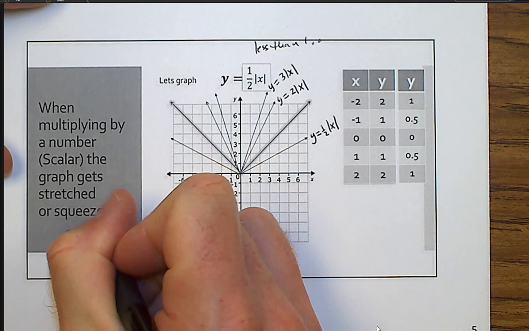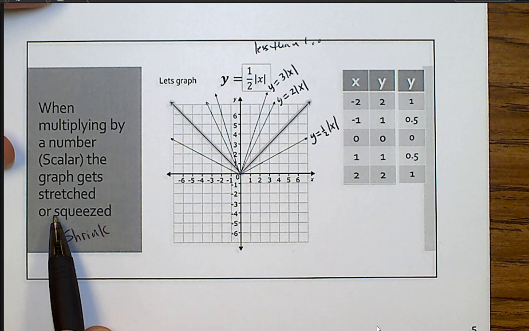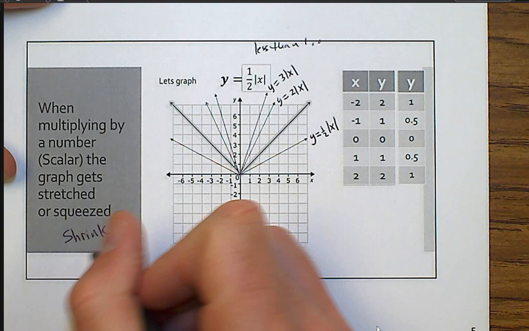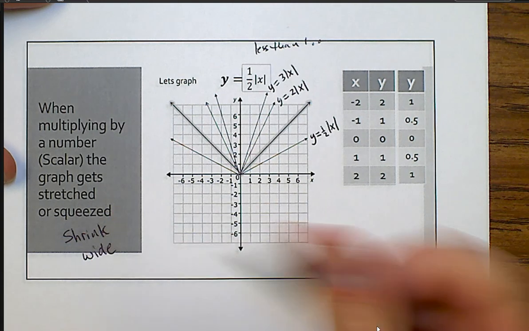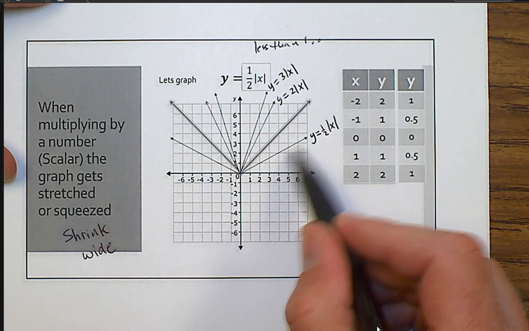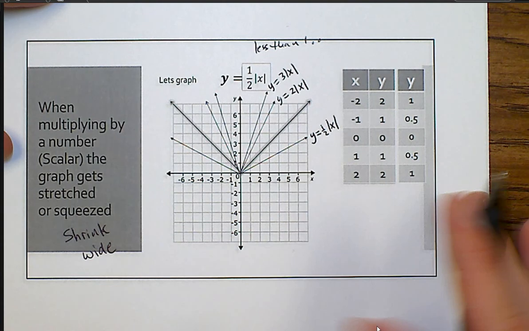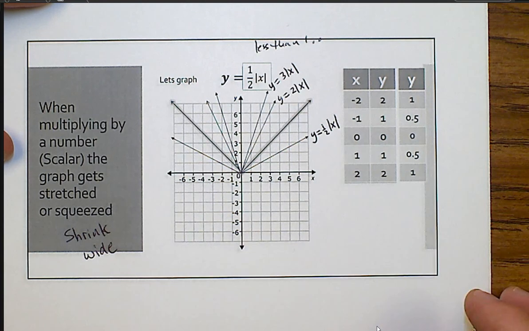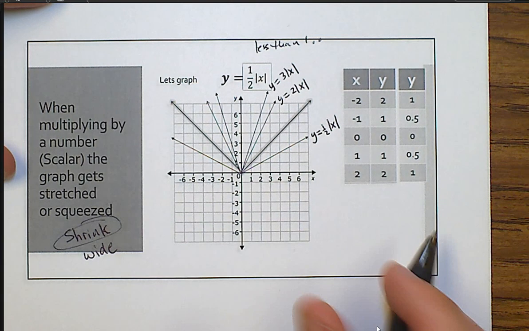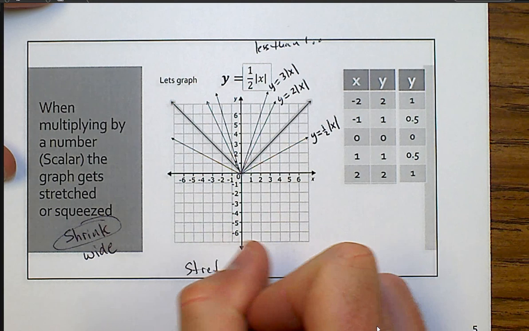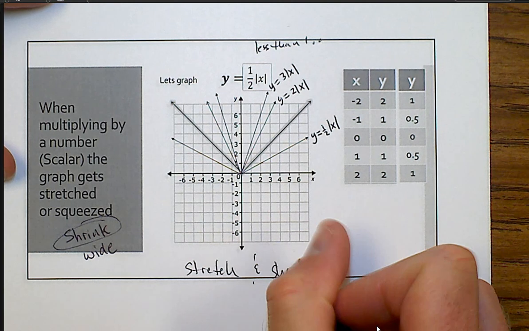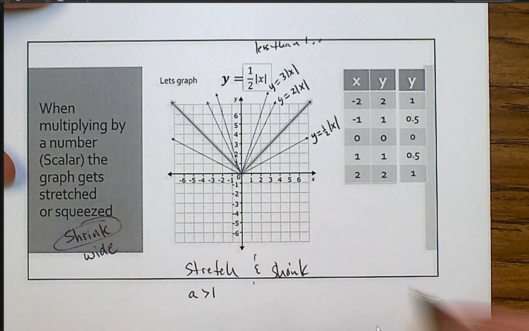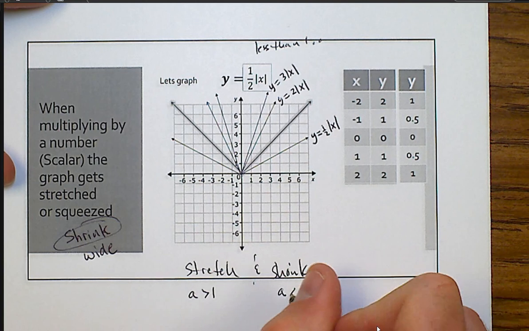Okay? Sometimes squeeze or shrink, we use the word shrink a lot. It's getting more wide, if you will. It's kind of flattening out, right? Right here. It's kind of widening out. So anything less than 1, a half, a fourth, a third, is going to widen, or what we call shrink. A lot of times you hear the two words stretch and shrink. Okay? Stretch and shrink. Stretch is when your a value is above 1. Shrink is when your a value is less than 1. And that's the bottom line.